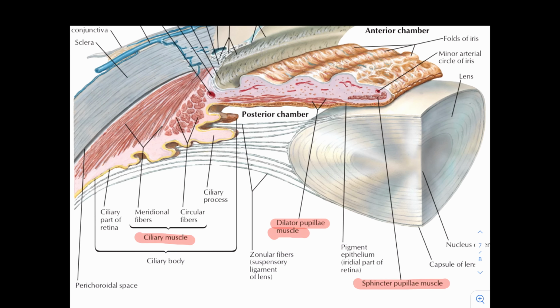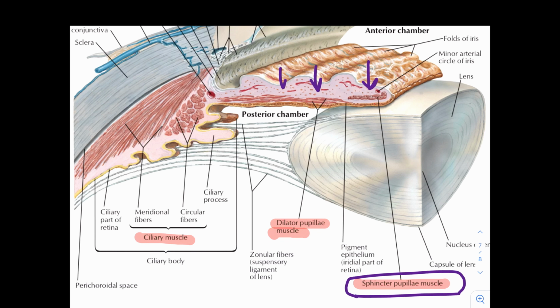Alright, so first of all, we'll discuss the first intrinsic muscle, which is the sphincter pupillae. So the sphincter pupillae has its parasympathetic nerve supply via the oculomotor nerve. This is the sphincter pupillae, and its action is to constrict the pupils.